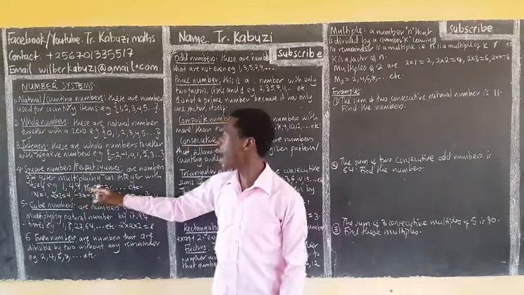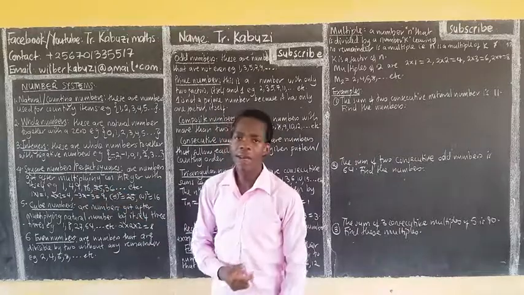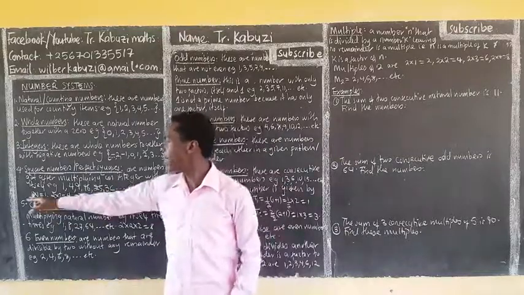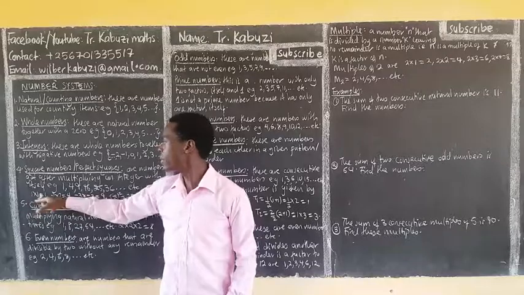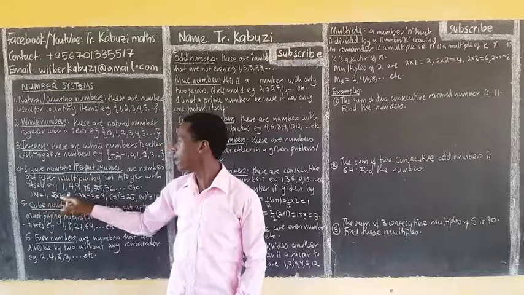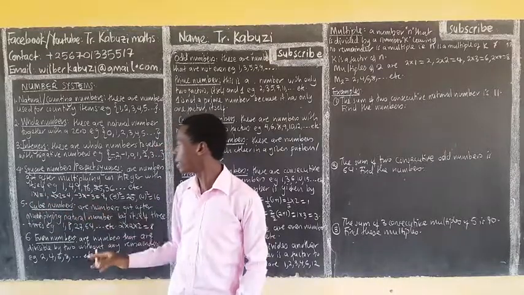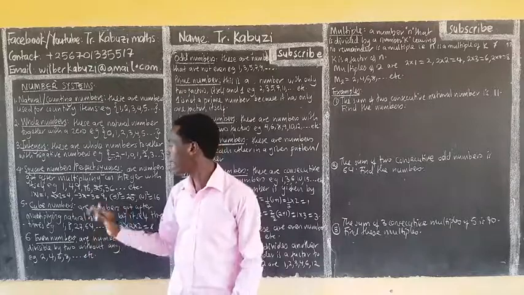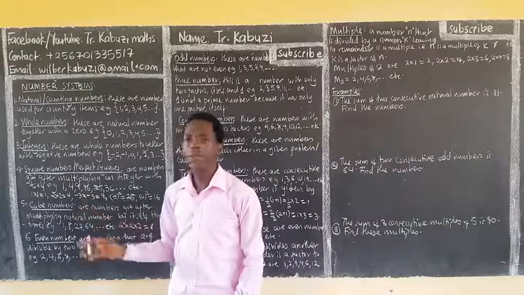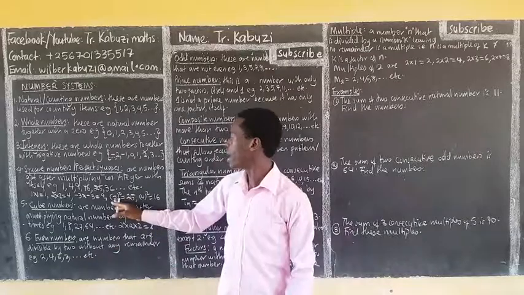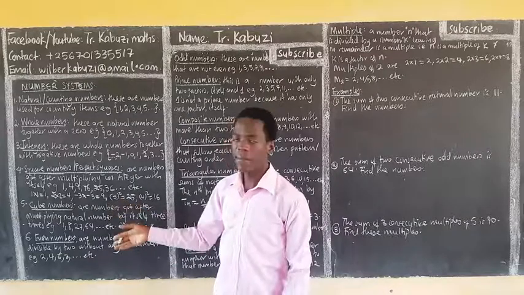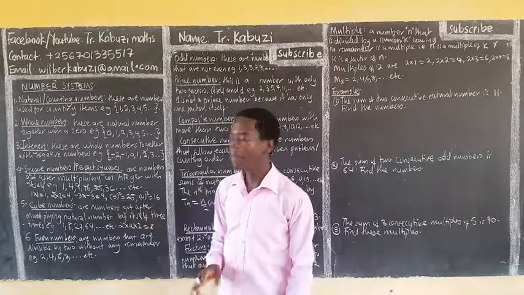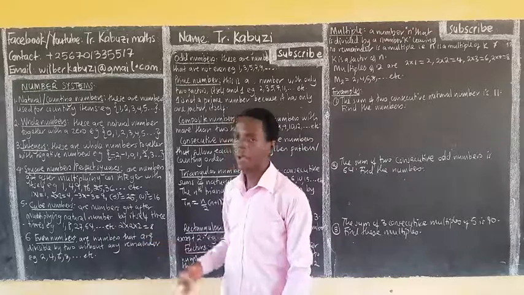Then square numbers. These are numbers got after multiplying an integer with itself, e.g. 1, 4, 9, 16, and so on. How do you get them? You multiply an integer with itself. 1 times 1 you get 1. 2 times 2 you get 4. Negative 3 times negative 3 by itself you get 9. Negative and negative you get positive. Or you can say you square them. When you square a 5, you get 25. Those are the square numbers.